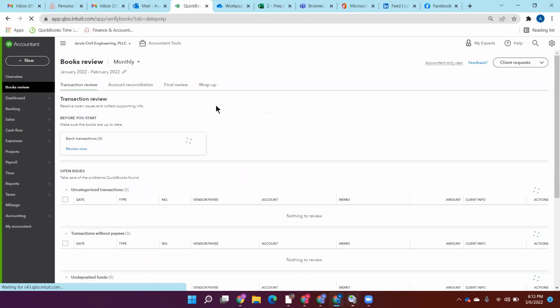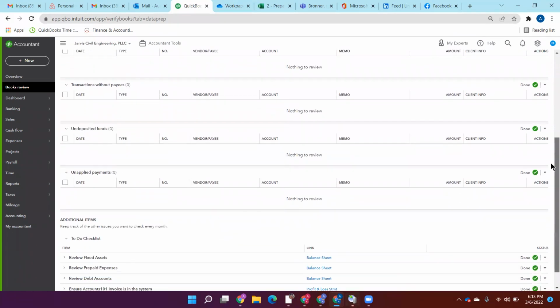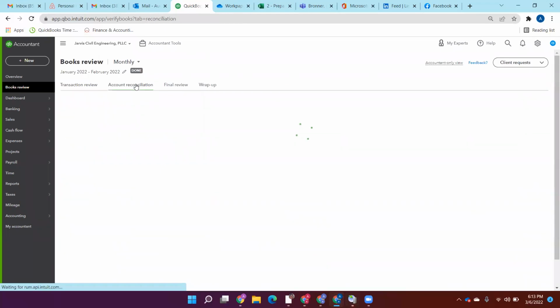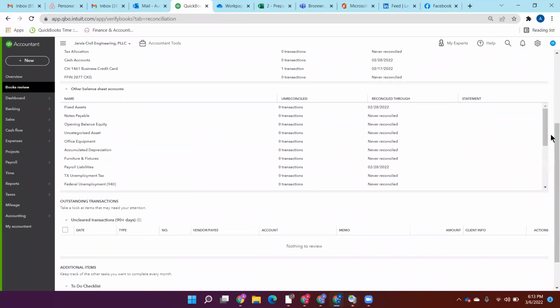So for each client, starting here at each point where I finish all the bank transactions, I'm changing this to done, done, done, and all that. At the account reconciliation, I usually reconcile the bank statements. That's fine. But this one, the fixed assets, I've never reconciled those before.